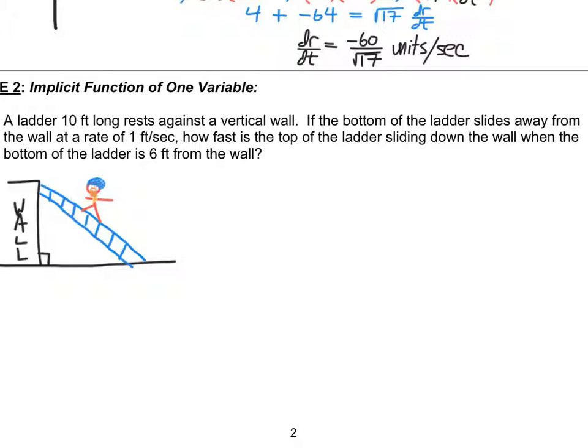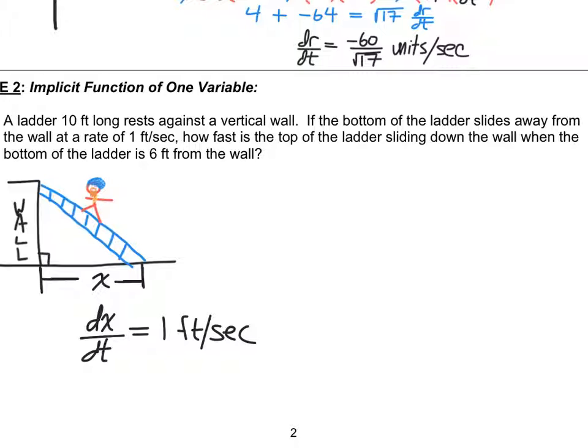So anyway, the ladder's 10 feet long. The bottom is sliding away at a rate of 1 foot per second. So we'll define our variables. This distance we'll call x. All right? So if it's moving at a rate of change, so that horizontal distance is defined as x, that's telling us that dx/dt, the rate of change of x, would have to be 1 foot per second.